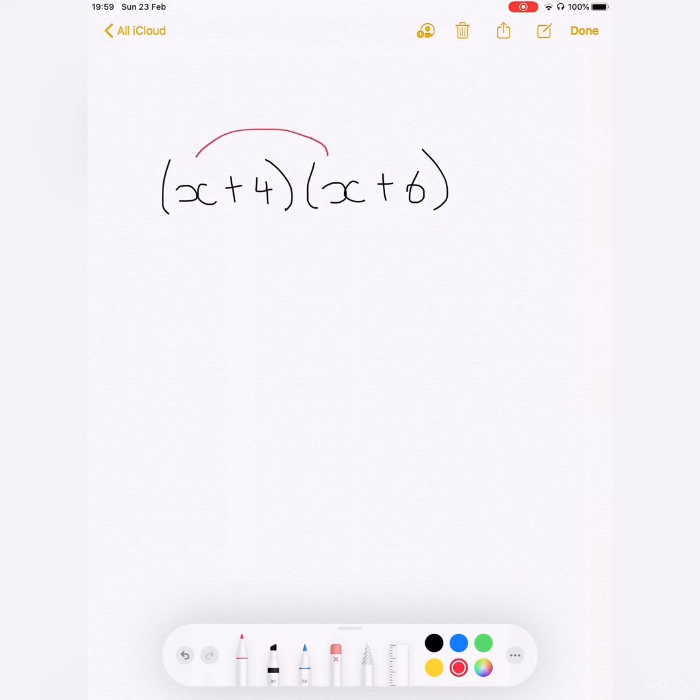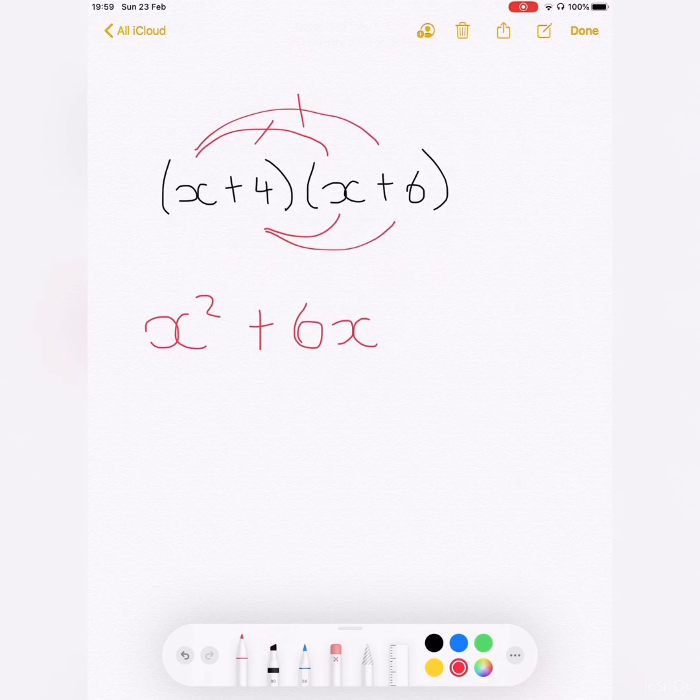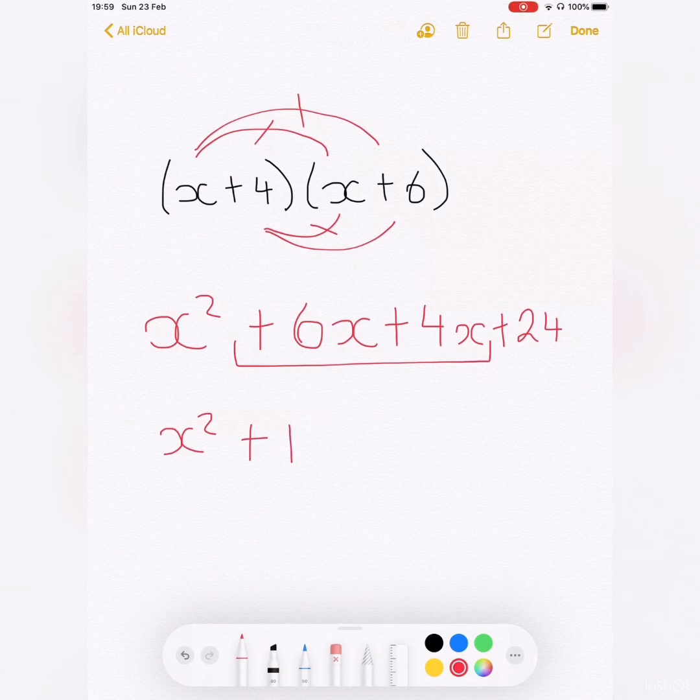So the very first thing, again, we must draw on our moons. So we're going to do x times x, which is x squared. Cross it off. X times 6, which is positive 6x. Then we've got 4 times x, which is positive 4x. And 4 times 6, which is 24. So then, again, we can simplify those. So we get x squared, and they become plus 10x, and we just put that positive 24 on the end.